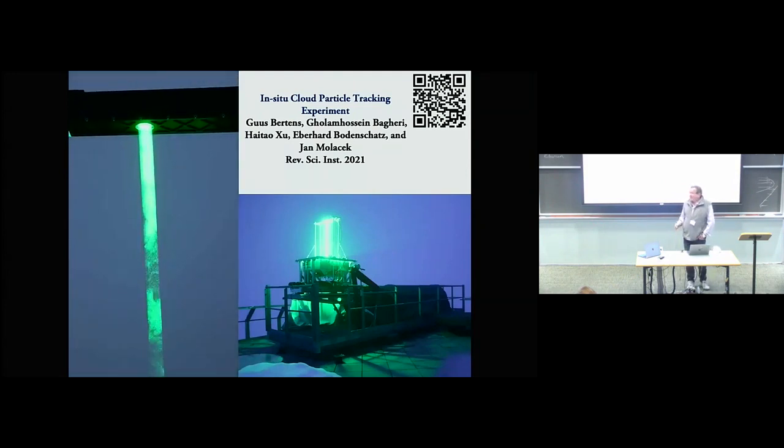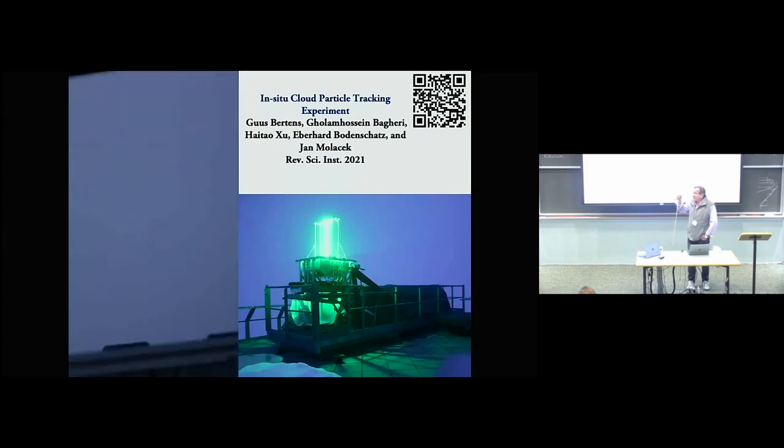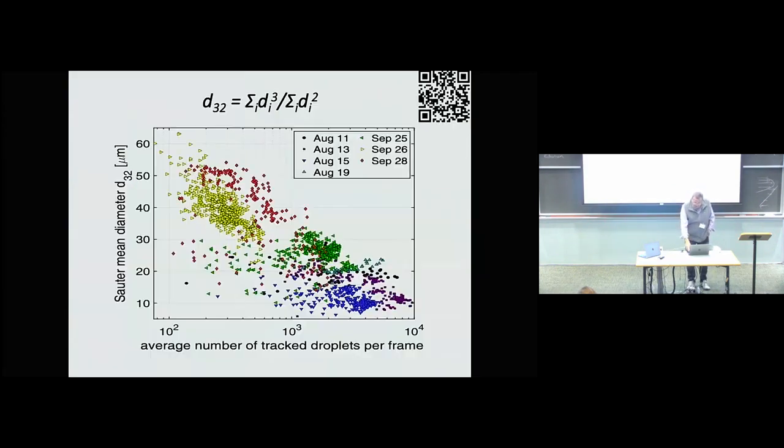Because the tracking alone doesn't give it. You need to know the size of your particles and the density. And so this is just typical experimental runs from August to September. And this is the mean diameter, which is defined up here. So this is roughly the size of the particles that we had in these different experimental runs.